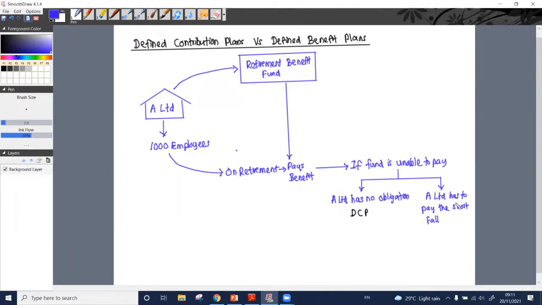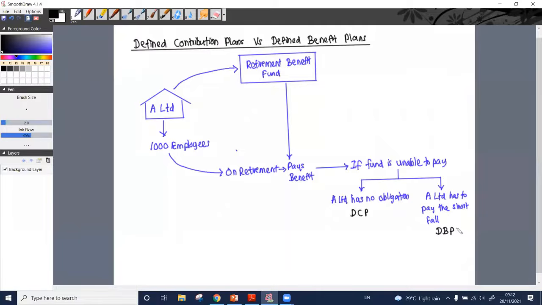Then on retirement, if that fund has no money to pay the employee, the company is still liable. The company has the obligation. The company needs to pay it. If the company is liable, then we have to identify it as a defined benefit plan.